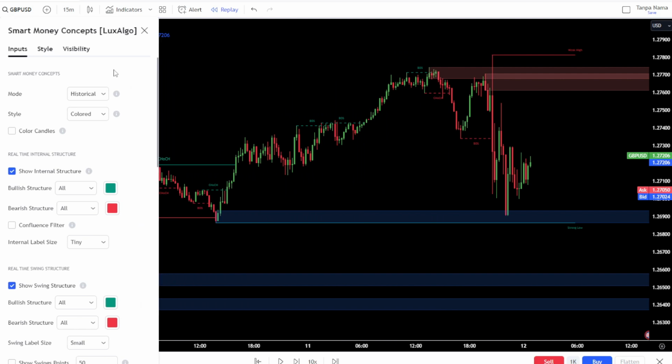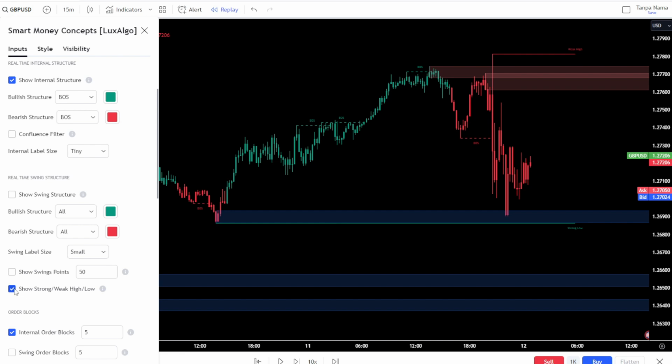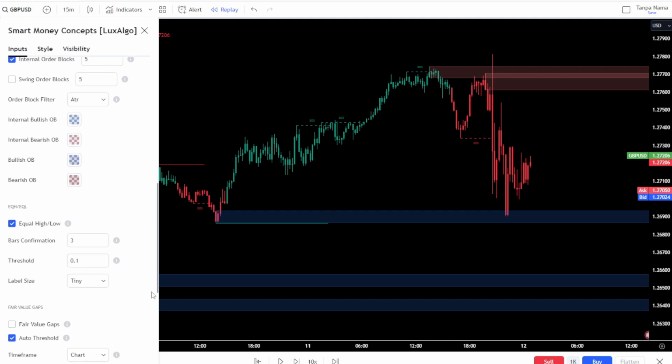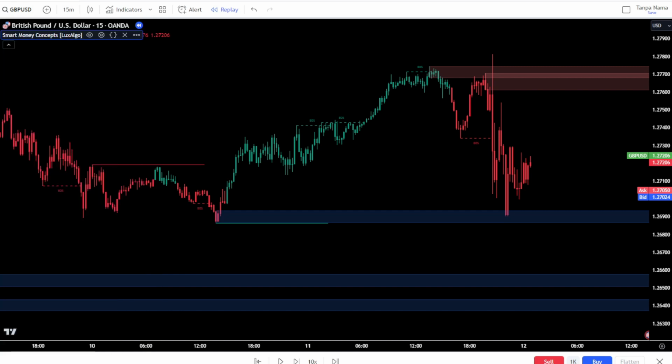In the mode and style options, leave them at the default settings. Then, check the box for color candles, and change the Show Internal Structure option to BOS for both bullish and bearish structures. Uncheck the box for Show Swing Structure. Additionally, uncheck the boxes for Show Strong/Weak High/Low. Uncheck Equal High, Equal Low, and Auto Threshold. After making these adjustments, click OK.